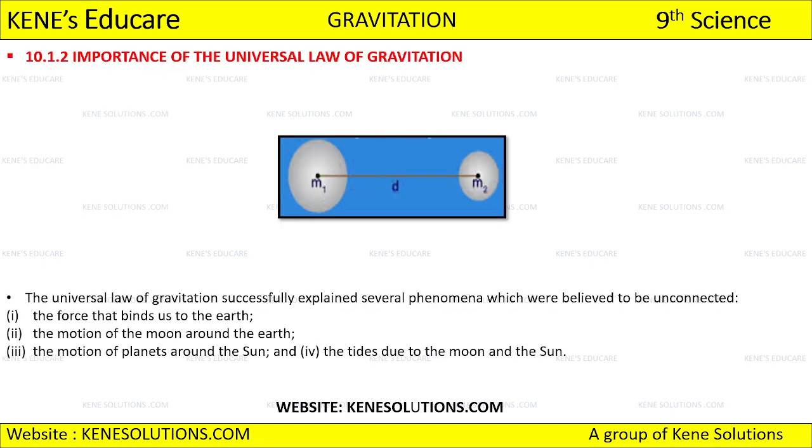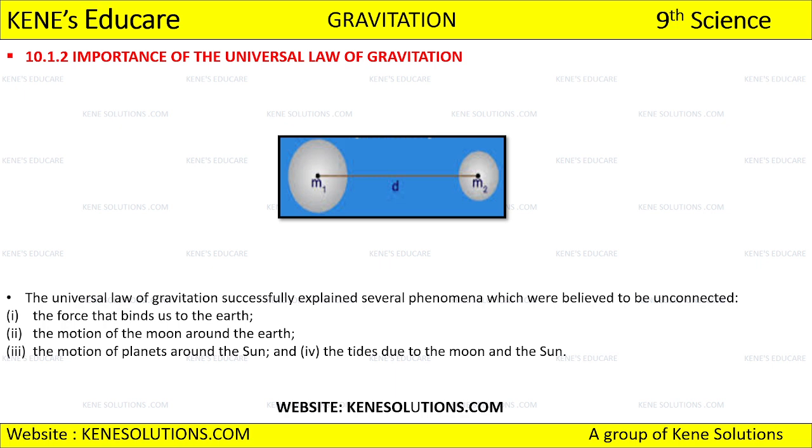Then the next thing to discuss is the importance of the universal law of gravitation. Now we know what the universal law of gravitation is. How can we calculate that? If any numerical comes on that, we know that as well. But the question is, what is the importance of the universal law of gravitation?